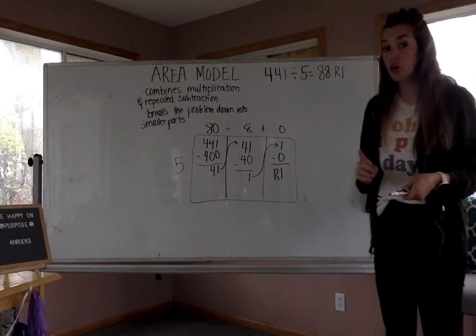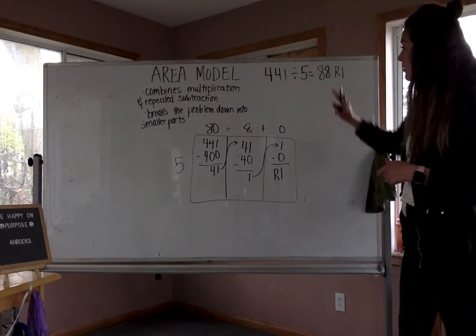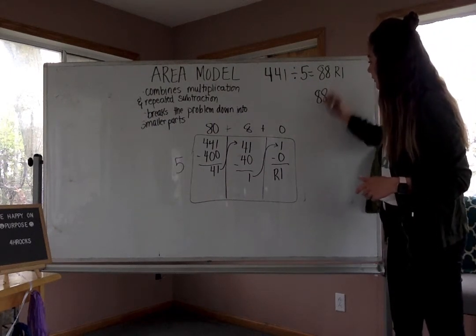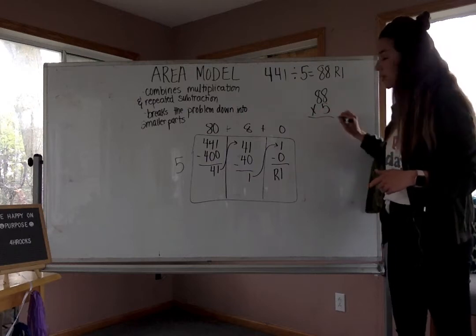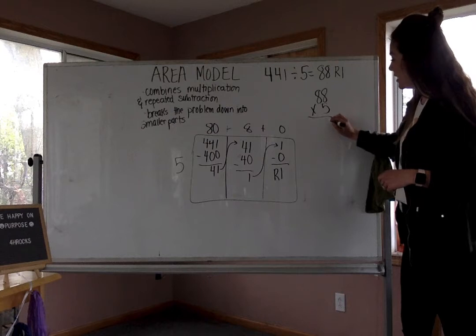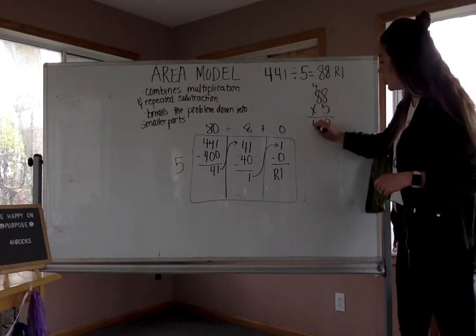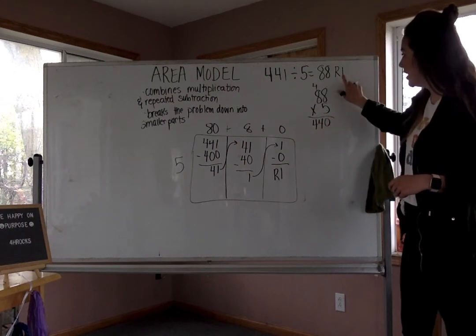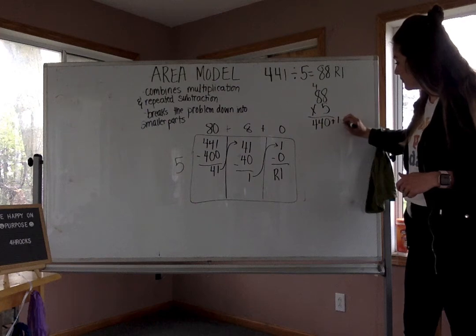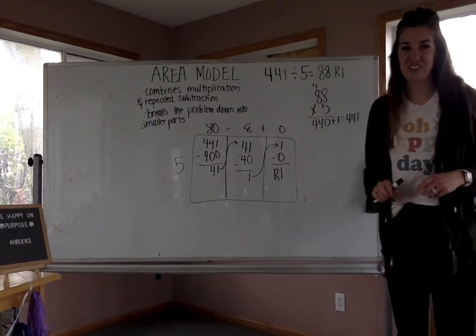Now, let's check our work to be sure, and I'm going to show you what I do with that remainder when I'm checking. I will still multiply 88 times 5. I'm going to use the standard algorithm for multiplication to check. 5 times 8 is 40. 5 times 8 is 40 plus 4, and that gives me 440. I will add 1 to this, and that equals 441, which is exactly what I was hoping to get.